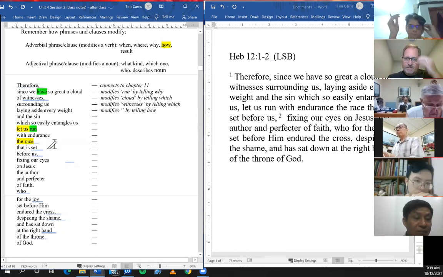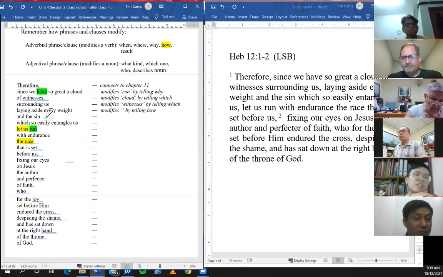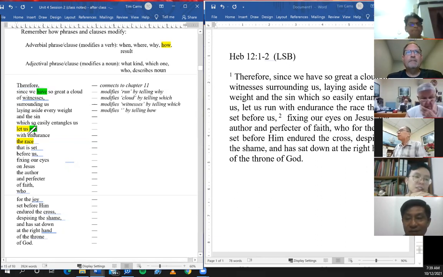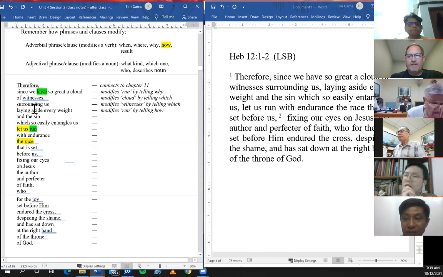Which one makes more sense? Is it describing how we have a great cloud, or is it describing how we should run? I think how we should run. Yeah, I think that makes more sense. No, this one is more difficult because it's modifying something that comes later.